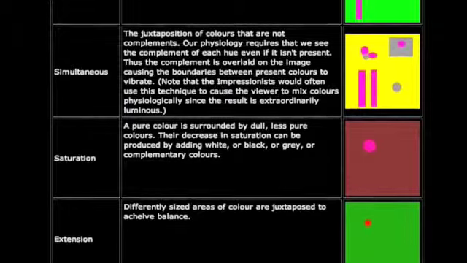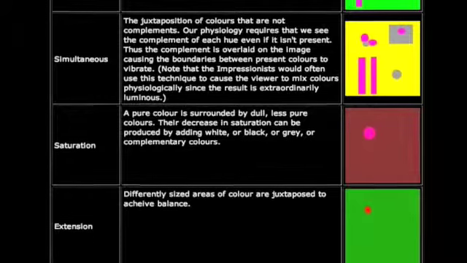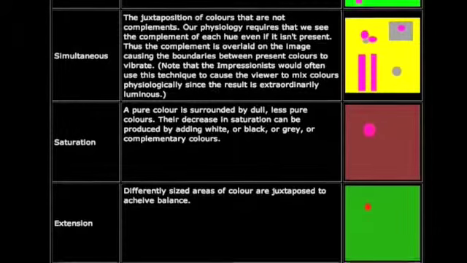You can do saturation, where a color is surrounded by a less pure color, and extension, where you have one very bright color and then you have this other color surrounding it, and this is kind of balanced by area. So you can make images using any of these color contrasts.